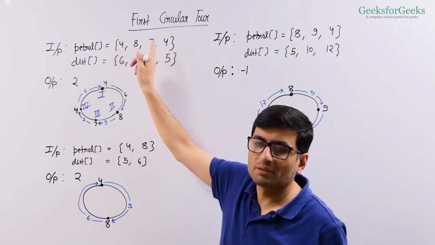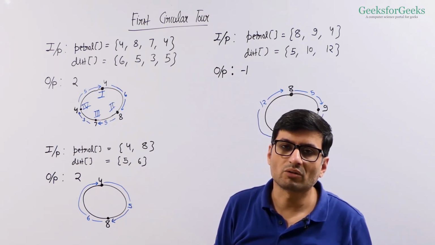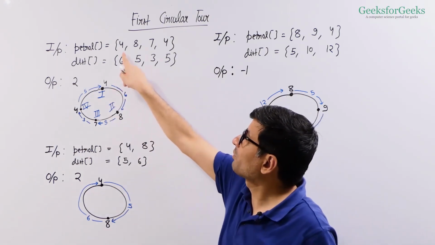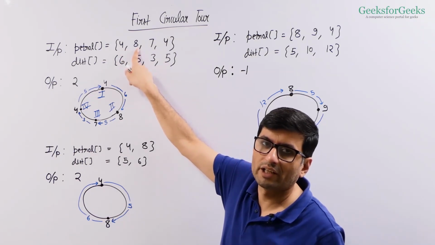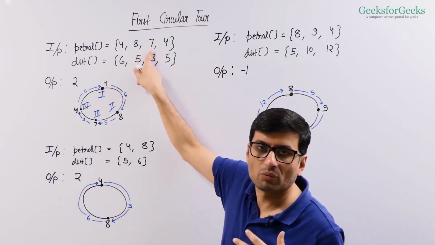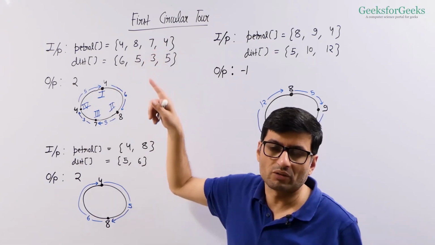The first array represents the amount of petrol available at a particular petrol pump. So the first petrol pump has 4 liters of petrol available. The second petrol pump has 8 liters of petrol. The third petrol pump has 7 liters of petrol. The fourth petrol pump has 4 liters of petrol.